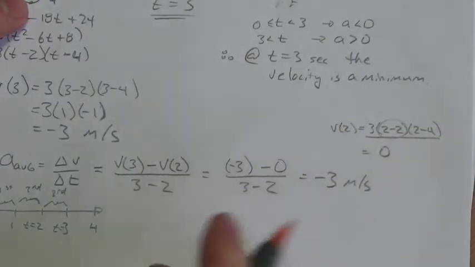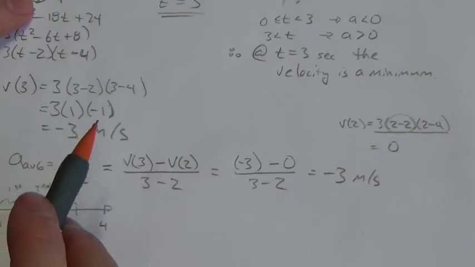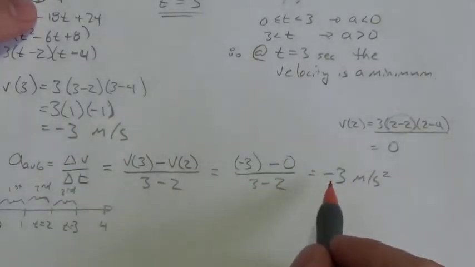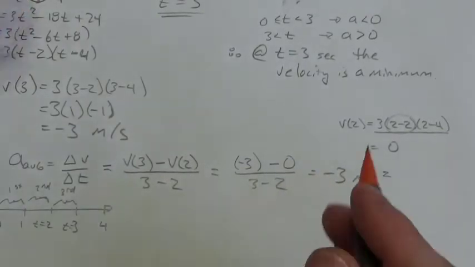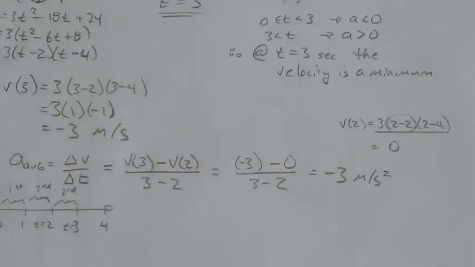So not only is the velocity -3 meters per second, the average acceleration over that third second is also -3 meters per second squared. Now, granted, the units are different, but the numeric value there is the same. Which is just a coincidence, by the way. Don't think that there's some sort of a rule developing there. That's just a coincidence in this particular problem.